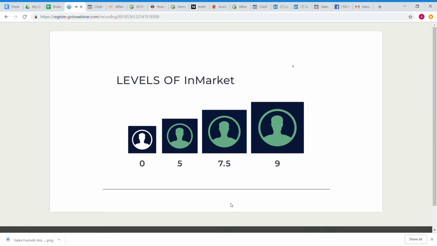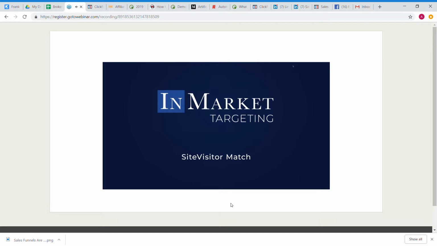And what our technology does is it finds them early and measures their progress in that journey so you can meet them wherever they are. And you can talk to them based on where they are in that in-market journey. Okay? And we do that by measuring who visits your website. All right? We call it Site Visitor Match.